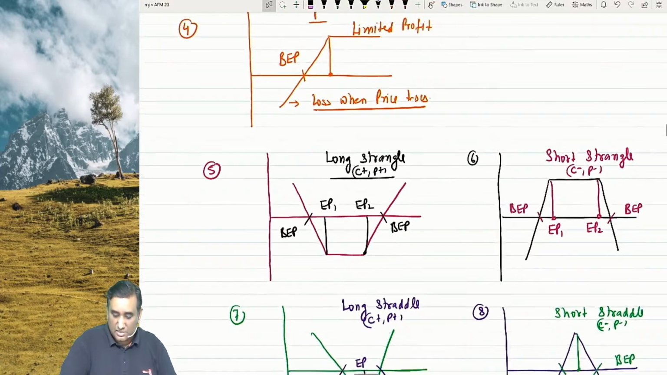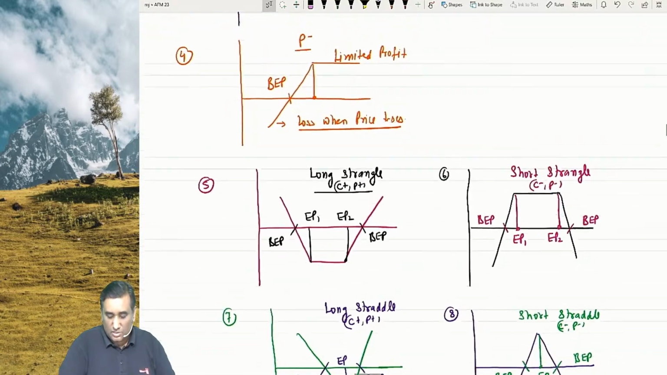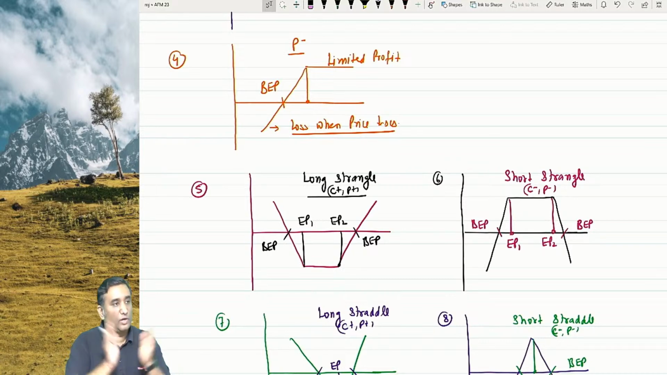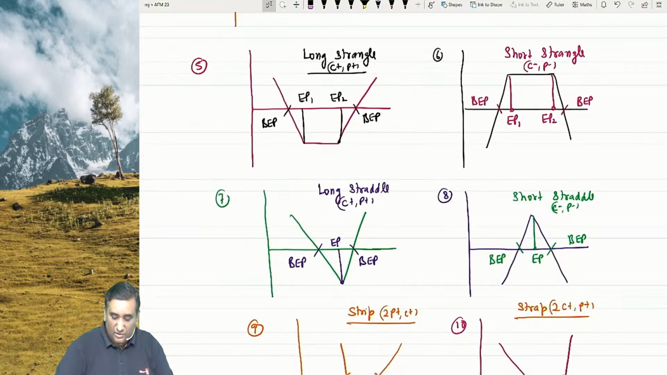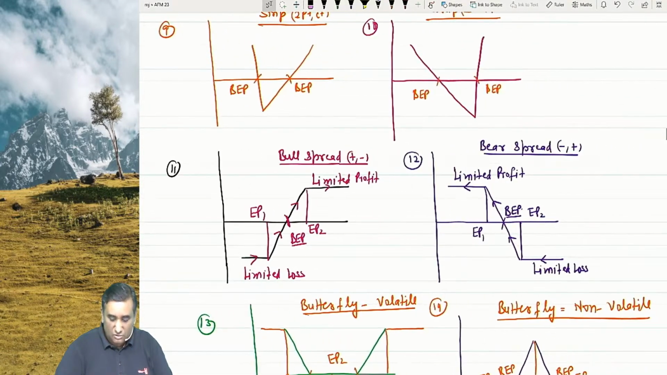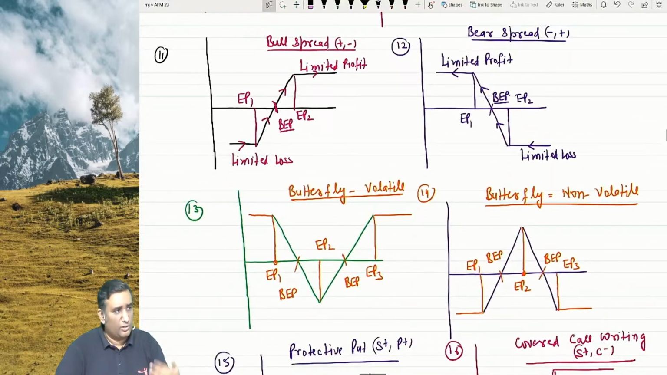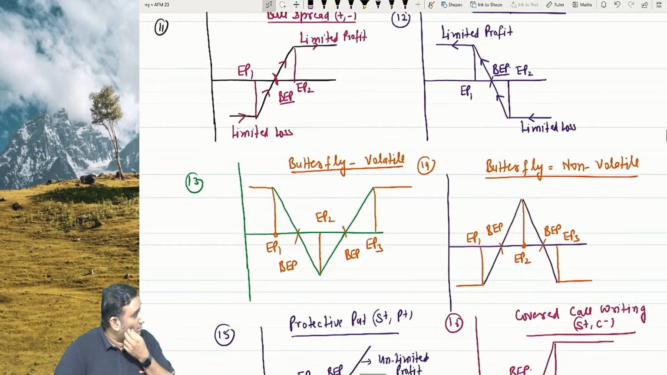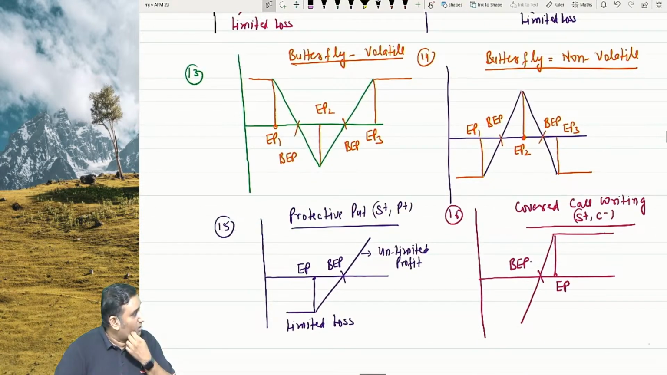Strangle will be short and long. A long strangle is basically volatile in nature, C plus and P plus. Short will be C minus and P minus. Similarly, we have a long straddle, short straddle, strip, strap, and bullish and bearish spreads, which we have just done. Butterfly also, when you go back home you can read it, is based on three strike prices, and then protective put. These are some common areas.